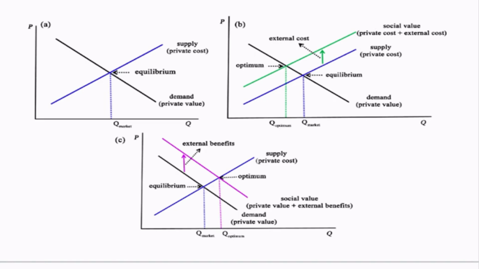This way we understand how the market equilibrium shifts to a socially optimum value if we consider the negative externality and positive externality.